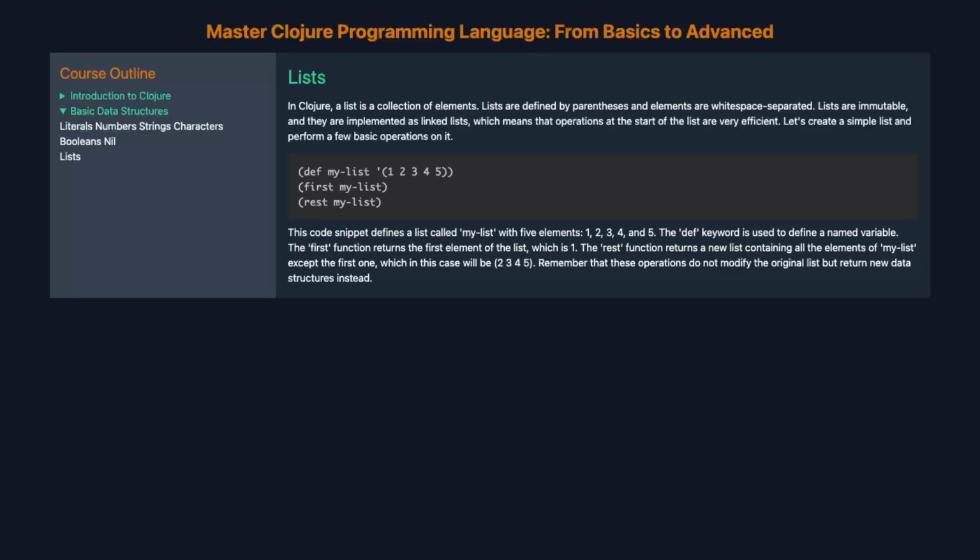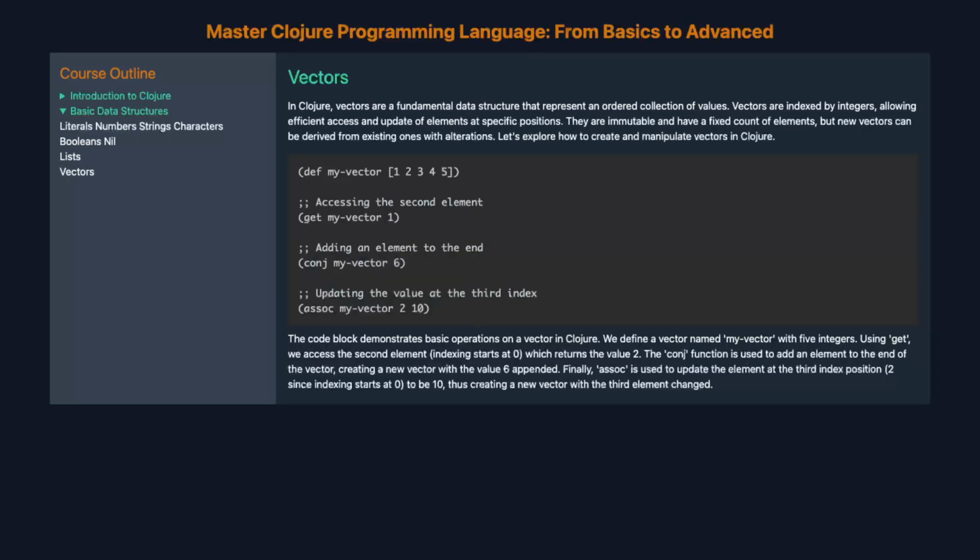This code snippet defines a list called myList with 5 elements: 1, 2, 3, 4, and 5. The def keyword is used to define a named variable. The first function returns the first element of the list, which is 1. The rest function returns a new list containing all the elements of myList except the first one, which in this case will be 2, 3, 4, 5. Remember that these operations do not modify the original list, but return new data structures instead.